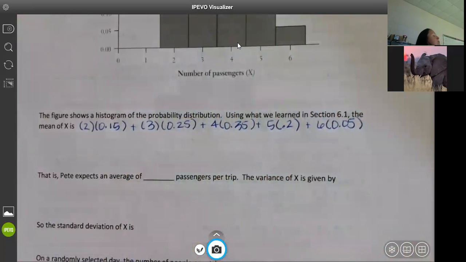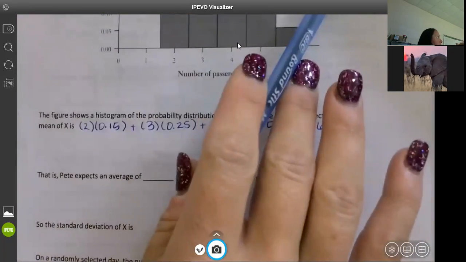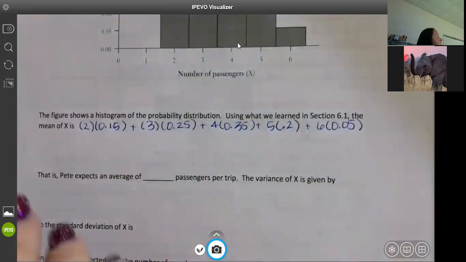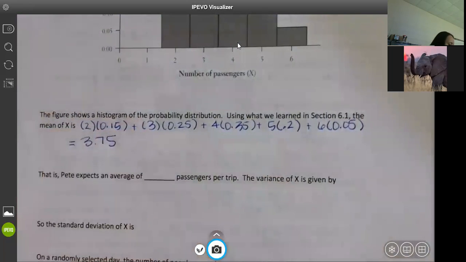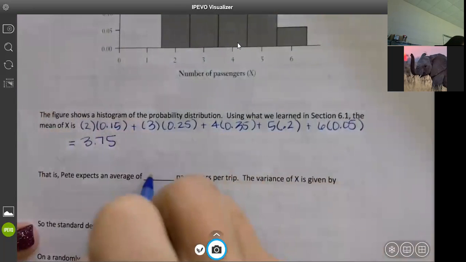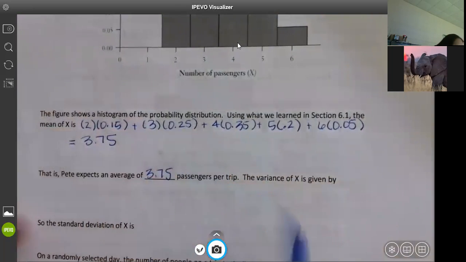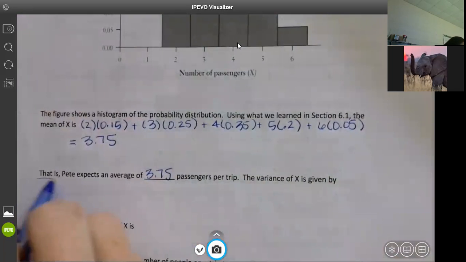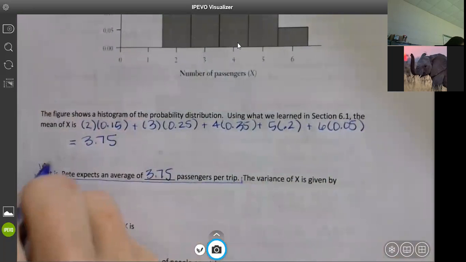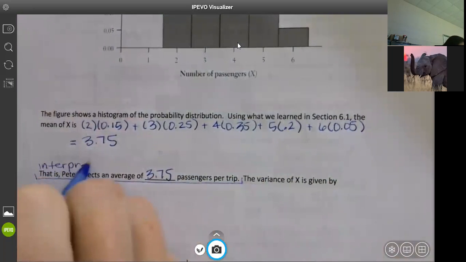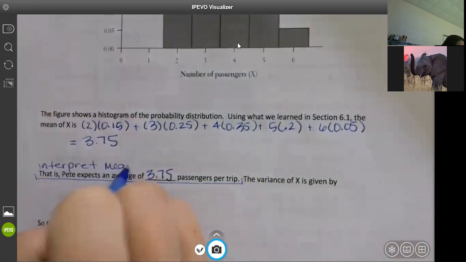So when we did one-var stats in chapter 2, you don't put anything in frequency when you don't have a second percentage. So nothing in frequency, but on this one, you have to put L2 as the frequency. When we put this in, it gives us 3.75. So Pete expects an average of 3.75 passengers per trip. This right here is an interpret. So if it asks you to interpret the mean, that's an interpret.